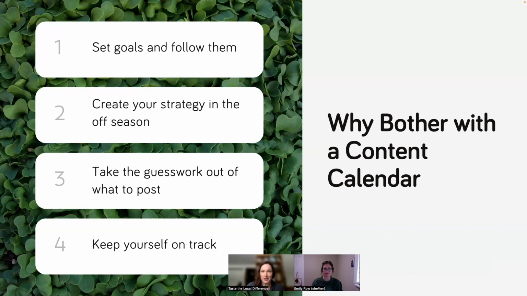It also takes the guesswork out of what to post. So a lot of people struggle, when it comes to knowing that they need to post 2, 3 times a week, and they get to the point of, okay, I need to post something today, and they don't know what to post. If you have a content calendar, then you have a strategy all laid out for you. You know what you're going to post about, and it's just a matter of finding the right image or video and actually posting it.